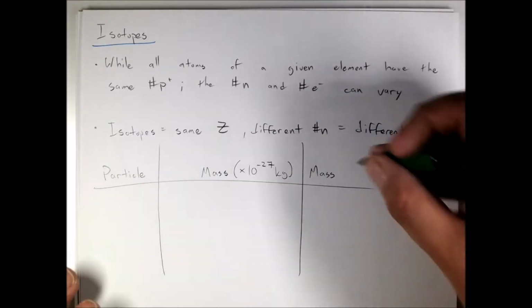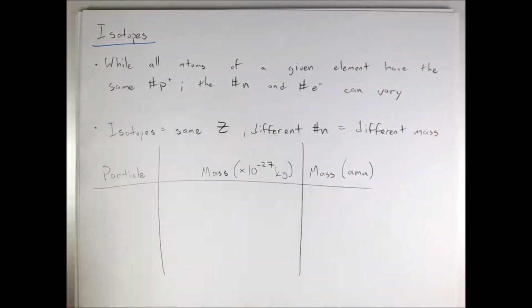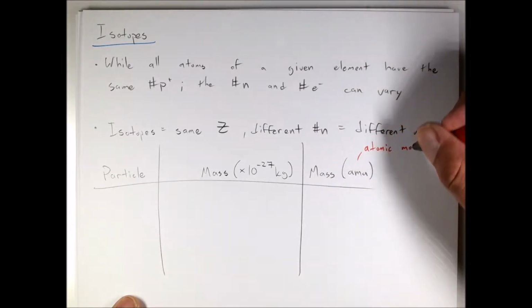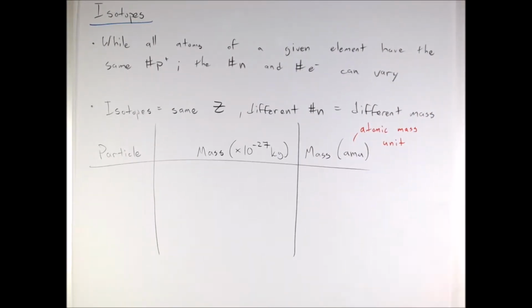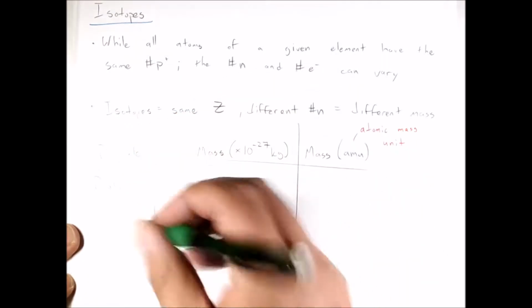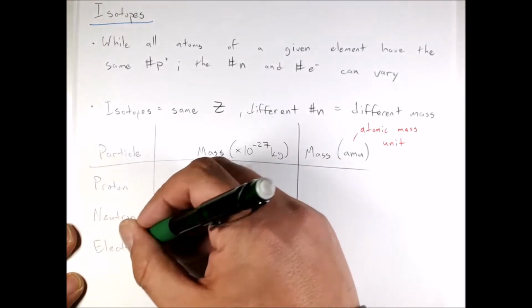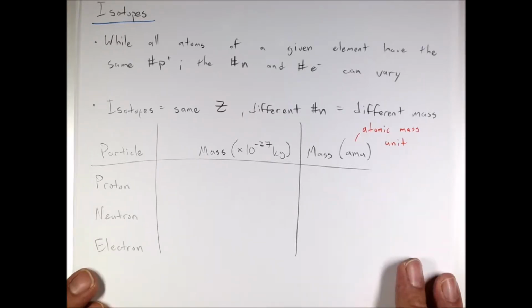The other unit we like to use is the AMU, and that stands for atomic mass unit. And once again, the reason why we want to use these units is for something very, very small. So we have the three different particle types: the proton, the neutron, and the electron. It turns out that the bulk of the mass is going to come from the protons and neutrons, and very little is going to come from the electrons.